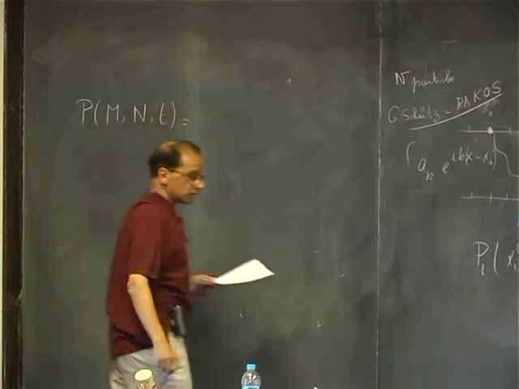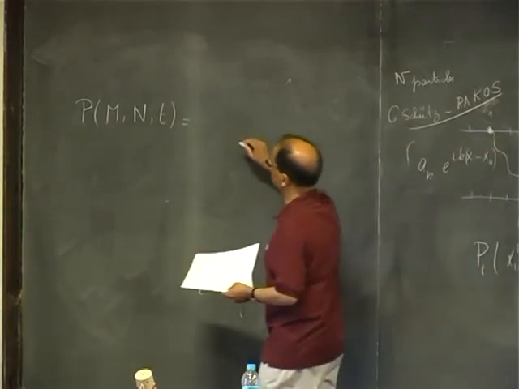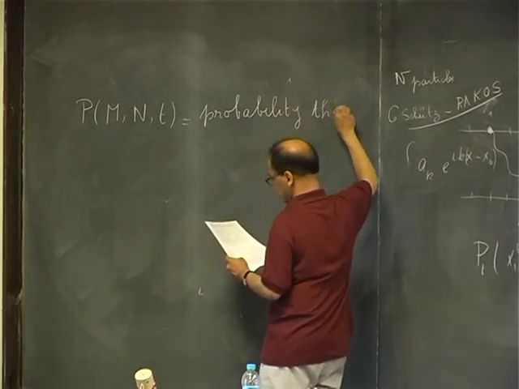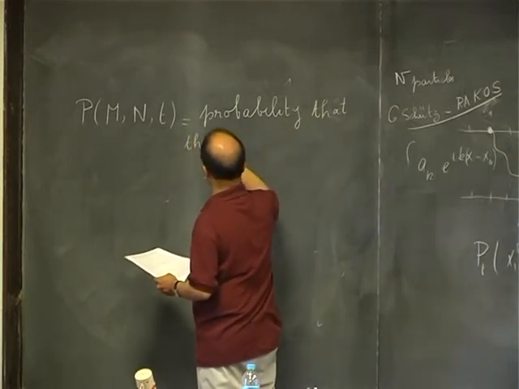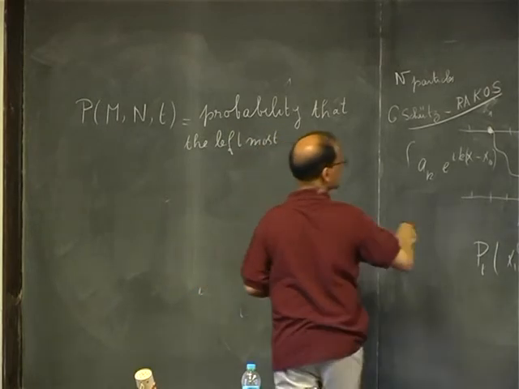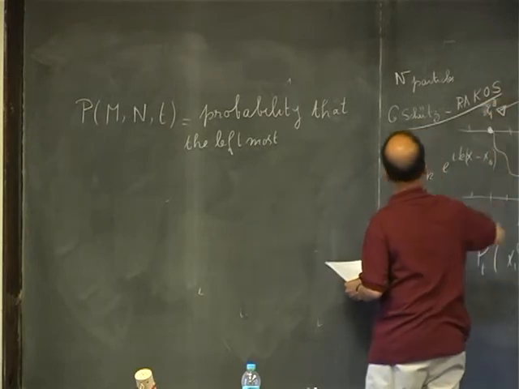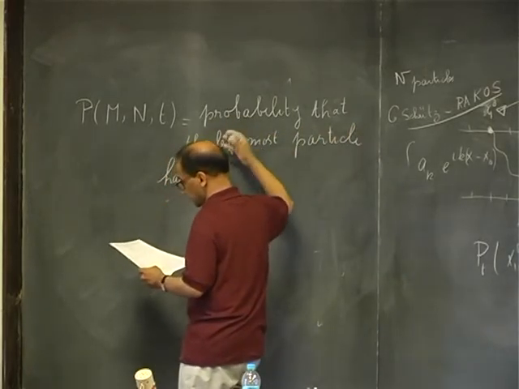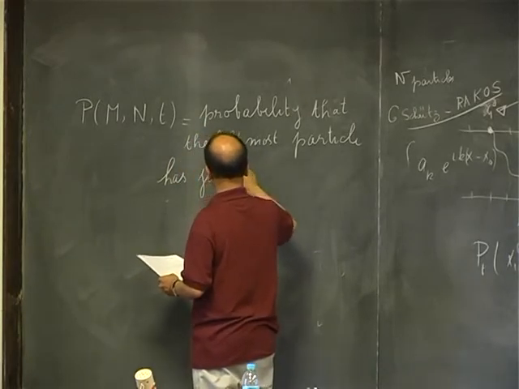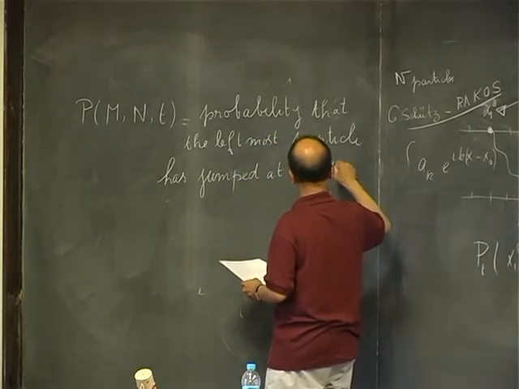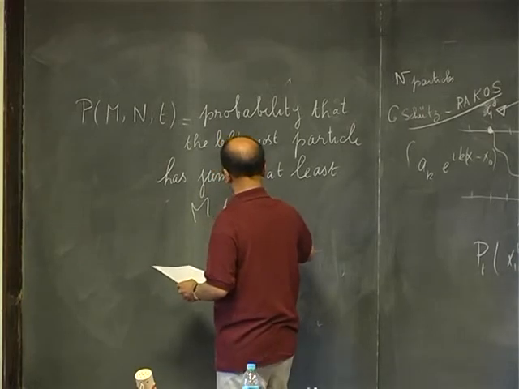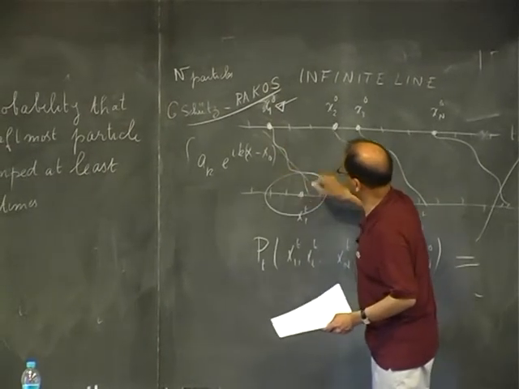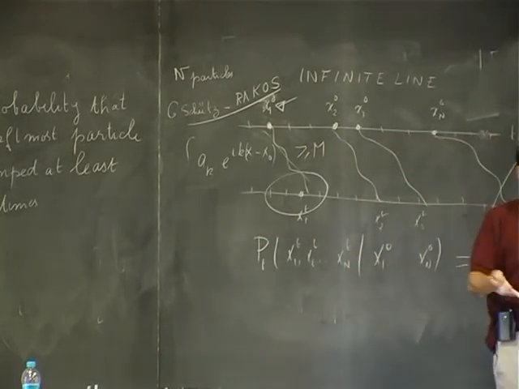That's the probability that the leftmost particle, the nth particle, I have n particles here, the leftmost particle, so this one, labeled x1, has jumped m times, at least m times. And we don't care about the others, of course, because the others are in front of it, they have to give space. So there's a probability that this thing is at least m, this distance, okay? It has advanced by at least m steps.